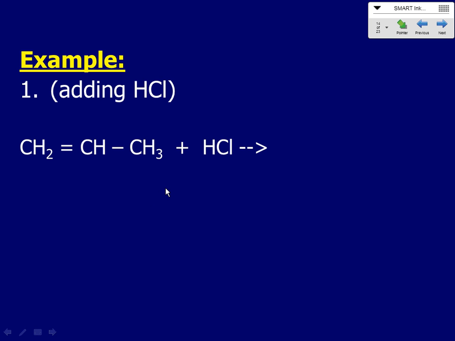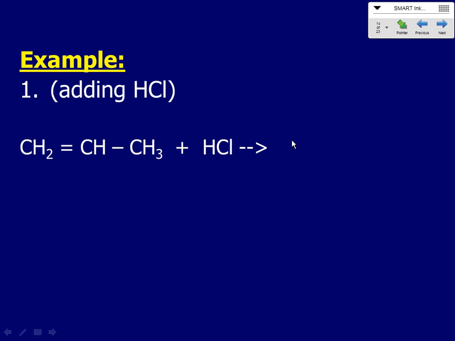So the first example, we're going to add HCl. Again, that double bond's going to break. It's going to open up, leave some single electrons. This bond's going to break. H is going to stick to something, chlorine's going to stick to something. Which carbon is the hydrogen going to stick to? The CH2, because it has the most hydrogens. That's the rule that we use, Markovnikov's rule.